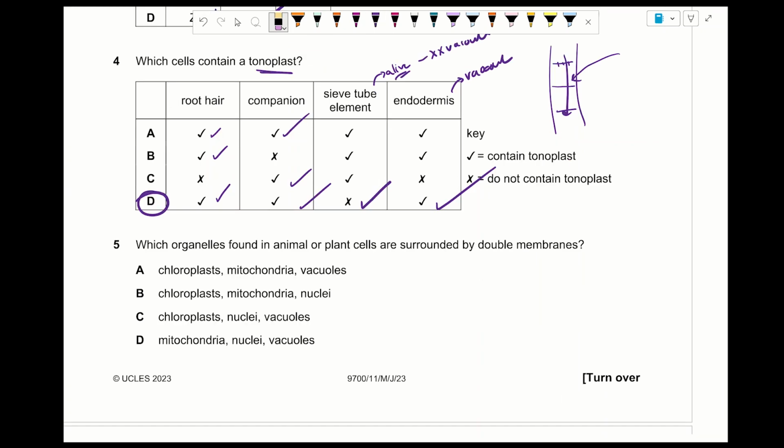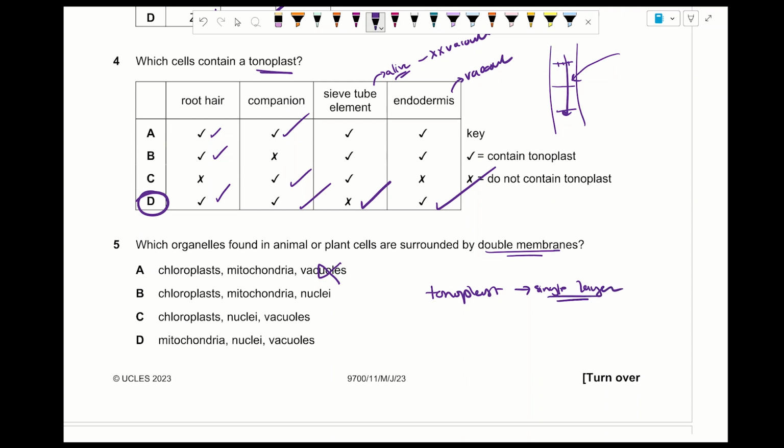Number 5. Which organelles found in animal or plant cells are surrounded by double membranes? Now, let's see the suggestions that we have here. A. Chloroplasts, which is correct. It is surrounded by a double membrane. Mitochondria is also a double membrane structure. And vacuoles. So vacuoles is incorrect. The reason for this is that it's surrounded by a membrane called a tonoplast, which is a single layer or a single membrane.